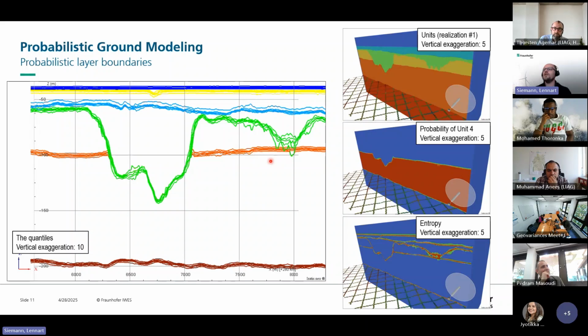As you can see here, you have different units with different possible solutions. On the lower units there's not much happening, but what is of course interesting is the upper units, where we have some valleys cutting into the different horizons, which makes it much more complex from a geological point of view. Then we can classify the units, which we normally do, but we can also say something about the probabilities and look at the entropy.